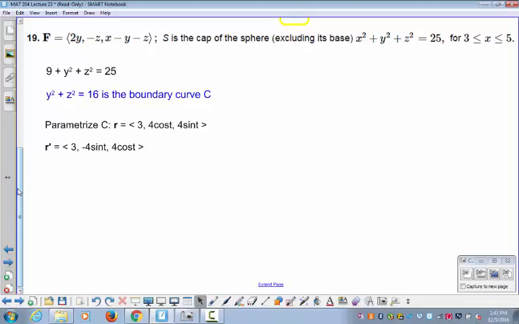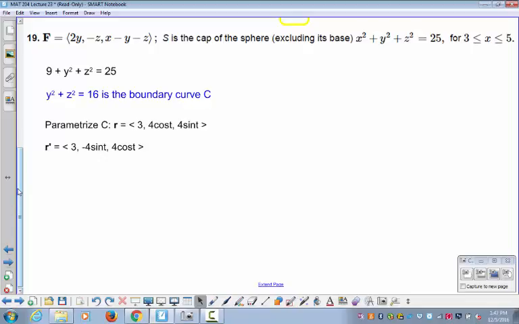So everyone picturing the surface? We've got this sphere of radius 5. If we imagine the x-axis is coming out this way, we're talking about a cap like that, a front cap, where x is going from 3 to 5. So the front cap of the sphere.